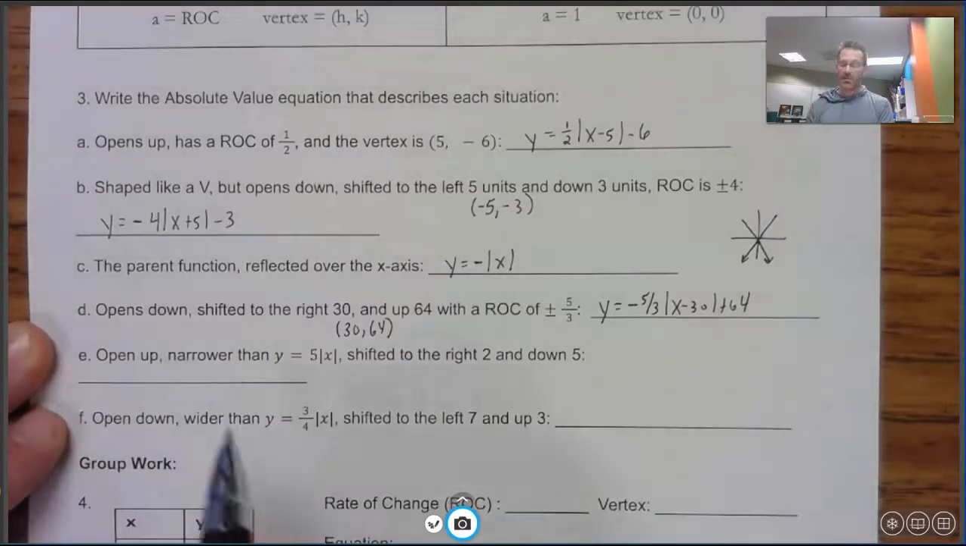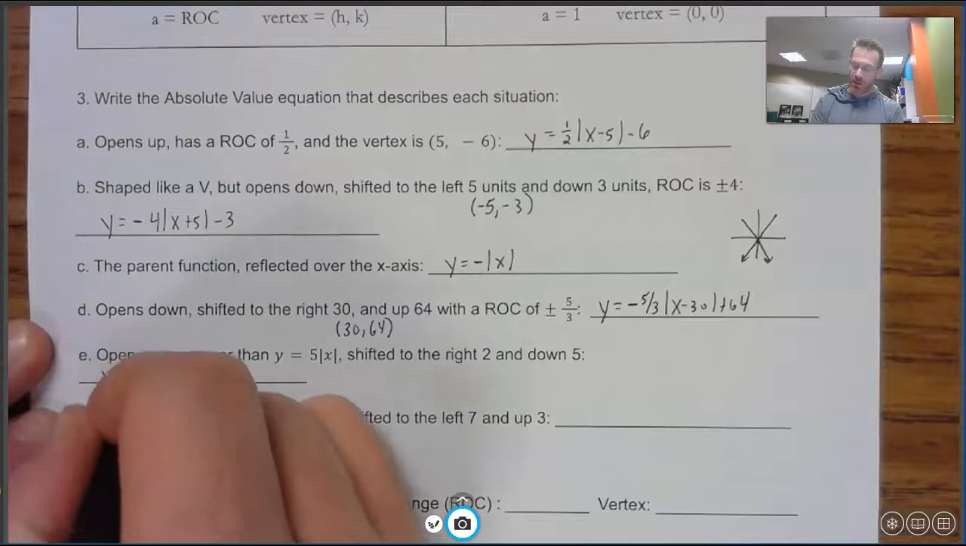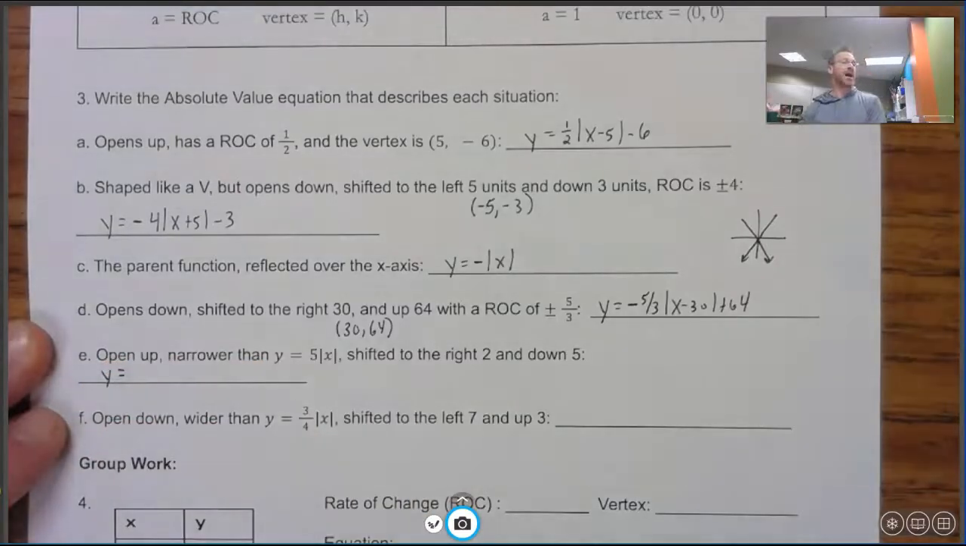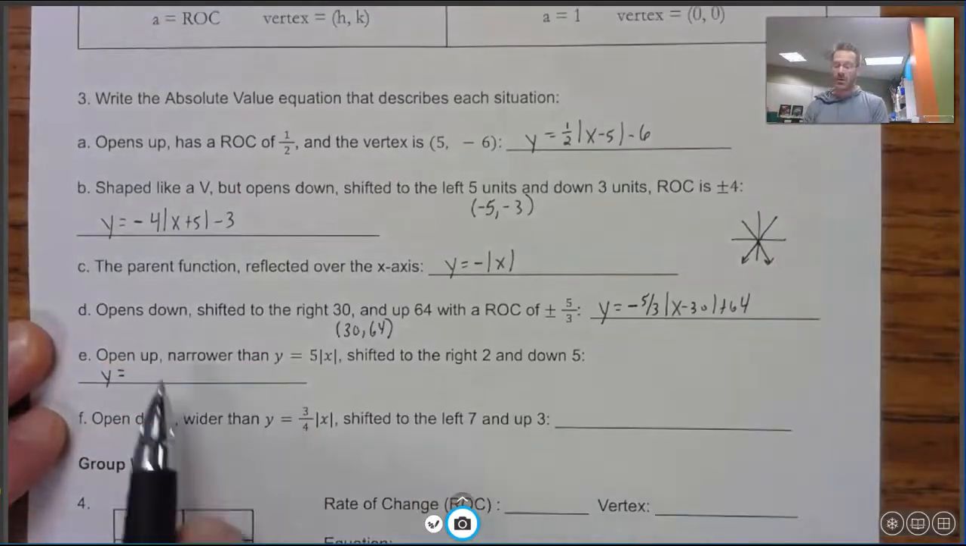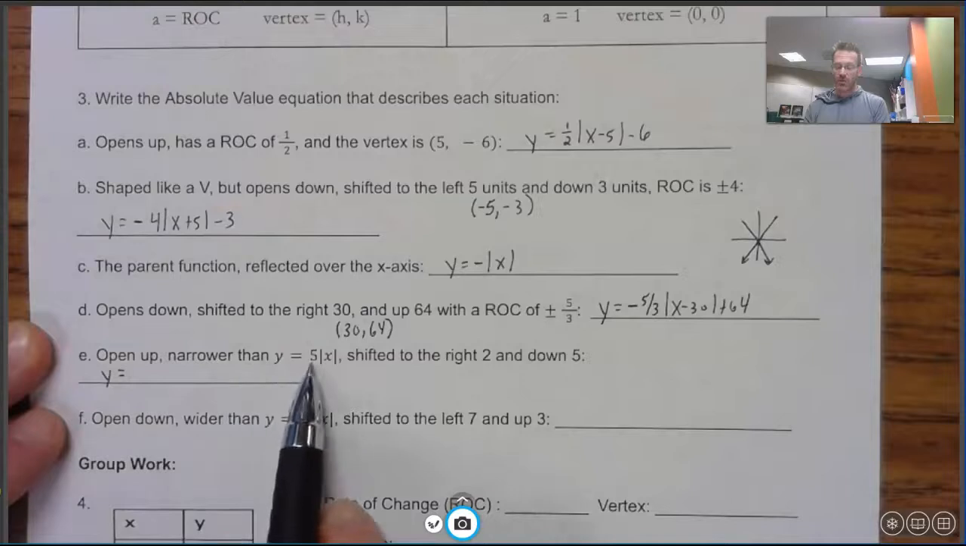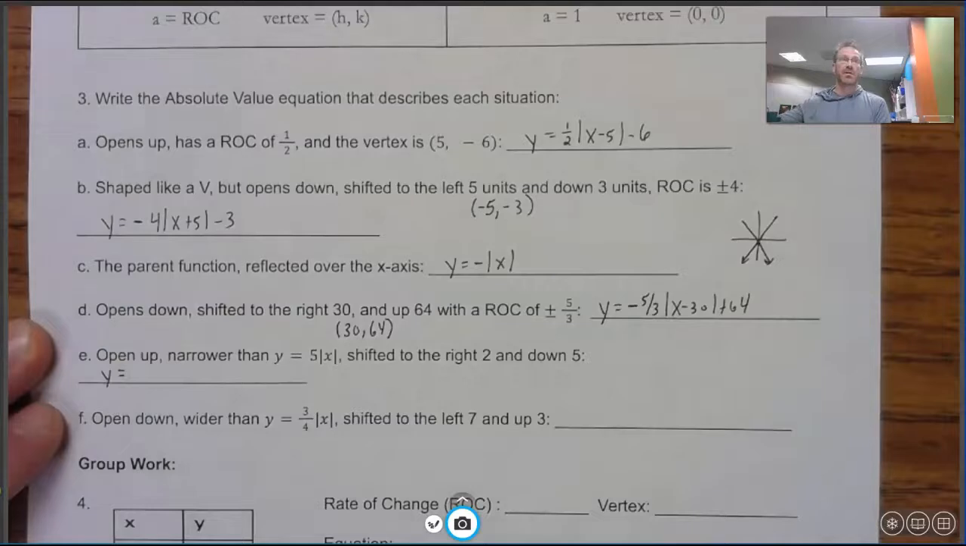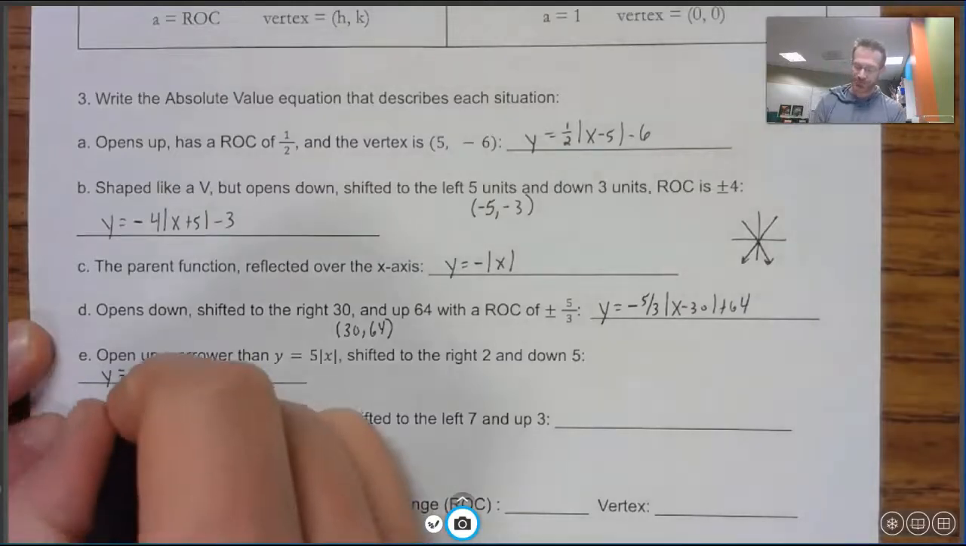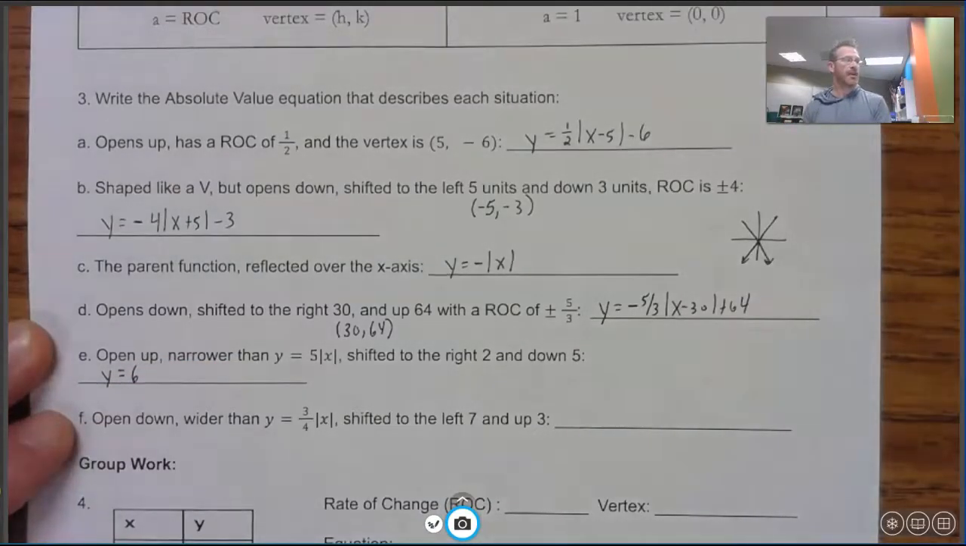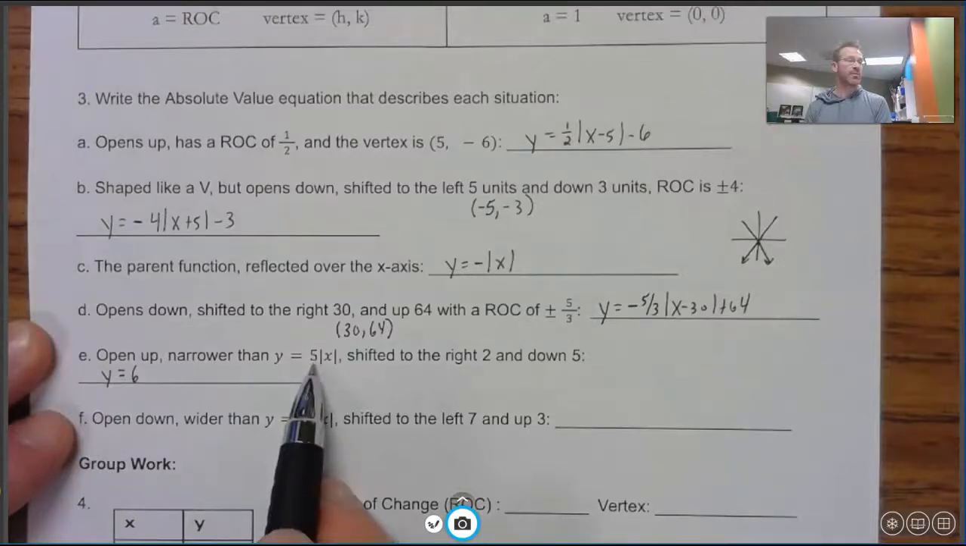So opens up. So y equals, opens up, we know we had a positive rate of change. Now, notice, I want it to be narrower than 5. If I want it to be narrower, I want it to increase faster. So I want a larger a value. So all you have to do is pick an a value larger than 5. I'm just going to pick 6, make it easy. And so there's my new a value. So it opens up because it's positive, it's narrower because it's bigger than 5.